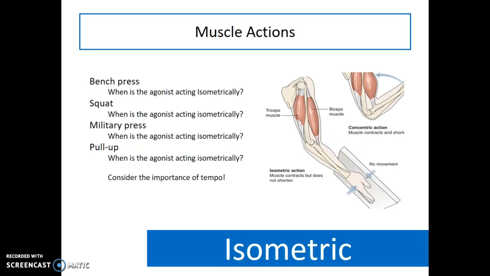So on the isometric, let's think about it. So with the bench press, when is the agonist acting isometrically? So if the agonist, as we determined earlier, are the pecs, possibly the anterior deltoid, maybe pec minor, when we are fully extended and that bar is reaching to the ceiling and we pause, that would be the moment in which the bench press would be isometric.